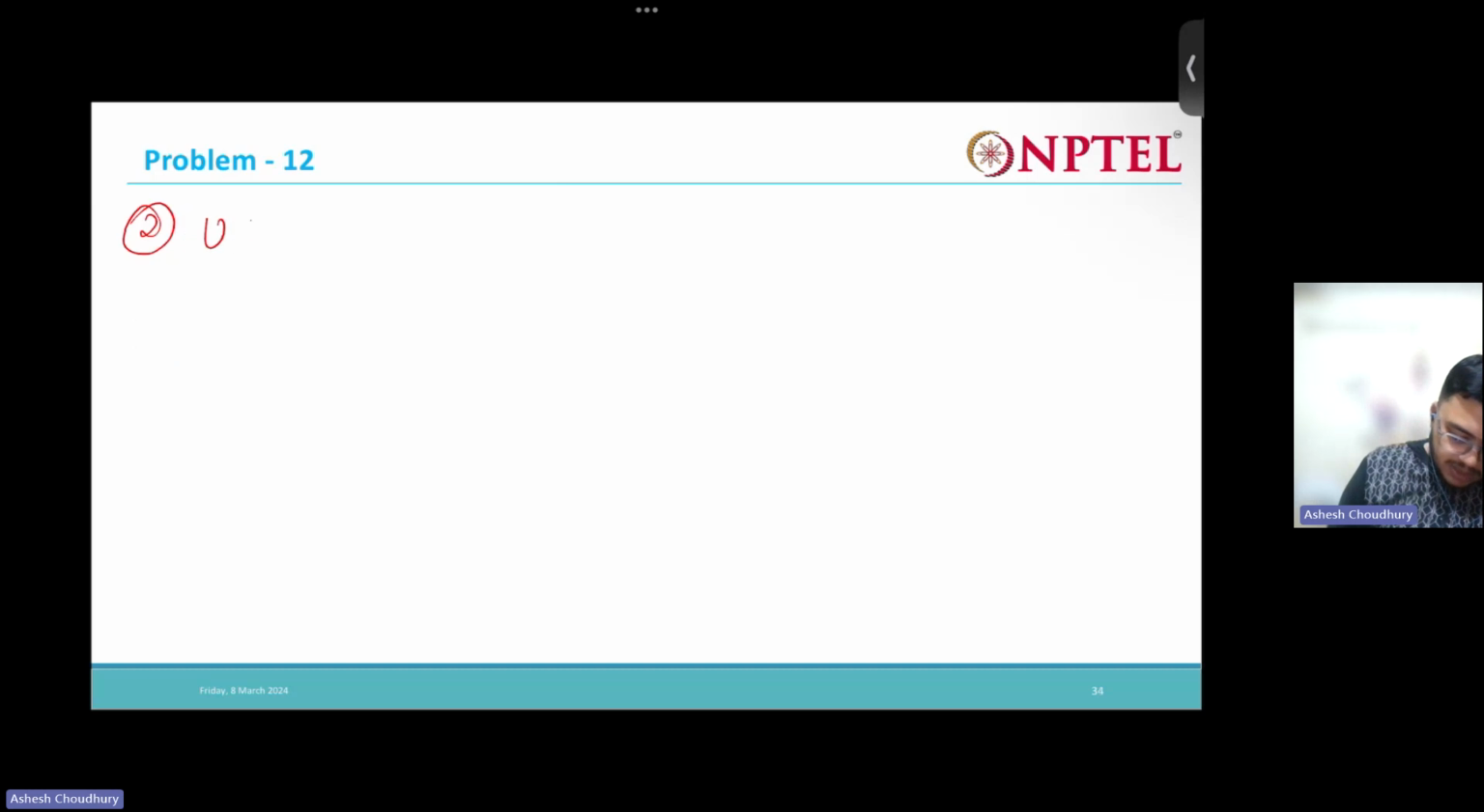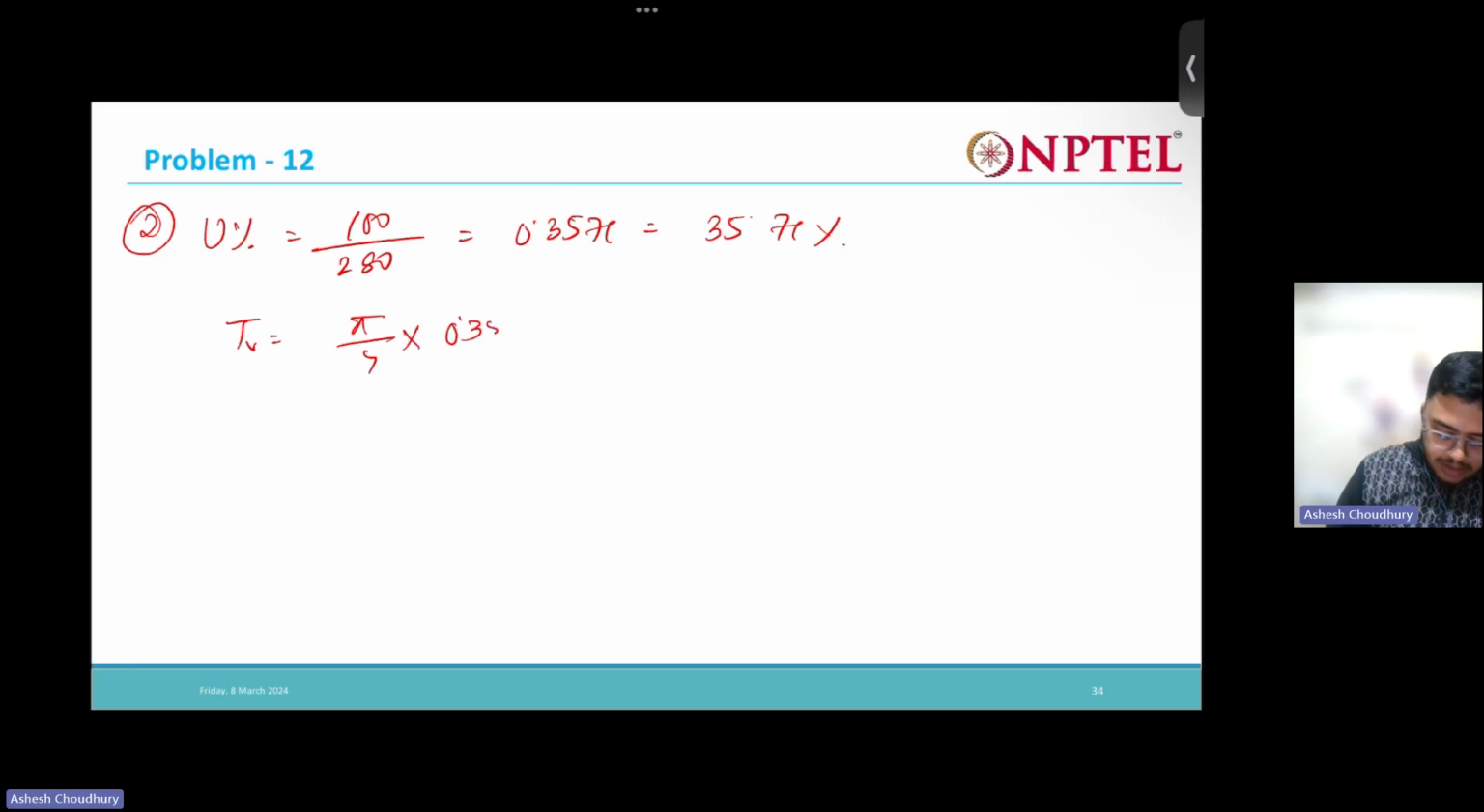So U percent for this we can calculate: 100 by 280 is 0.3571, that is 35.71%. So 35% settlement is my 100 mm settlement, right? So now TV, for less than 60%, is pi by 4 into 0.35 square, which will come out to 0.10015. Therefore T is TV HDR square by CV.